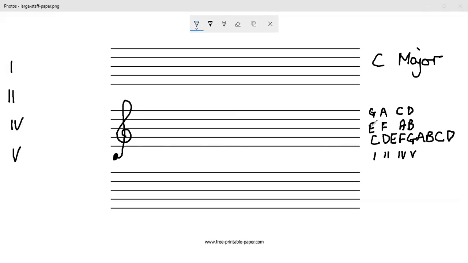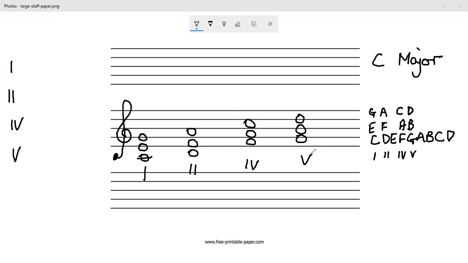I've got chord 1, I've got chord 2, I've got chord 4, and I've got chord 5. So if I want to write those out, this will be chord 1, C, E, G. That's going to be chord 1. Then chord 2 is going to be D, F, A. So that's chord 2. And we've got to use Roman numerals, don't forget. Then the chord 4 will be F, A, C. That's going to be chord 4. And then chord 5 will be G, B, D. So there's chord 5.